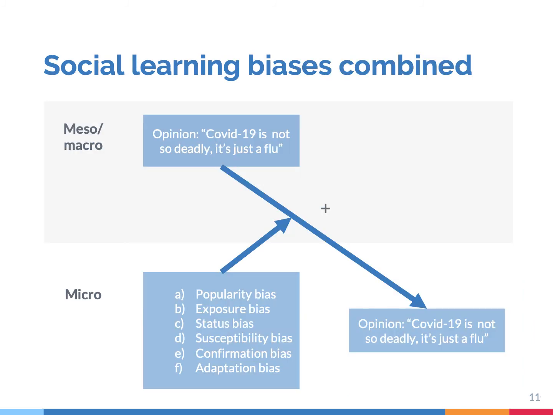So with these social learning biases in mind, you can understand how opinions are transmitted in the population. Why some people believe, for example, that COVID-19 is not so deadly, that's just a flu. This idea is scientifically wrong, so it doesn't seem to be well adapted to the situation we face. However, people can still believe it, for example because they are not exposed to scientific arguments and evidence against the idea. Or they may trust status persons who claim COVID-19 is just a flu. So you can combine the social learning biases to understand the cultural transmissions of opinions like these.